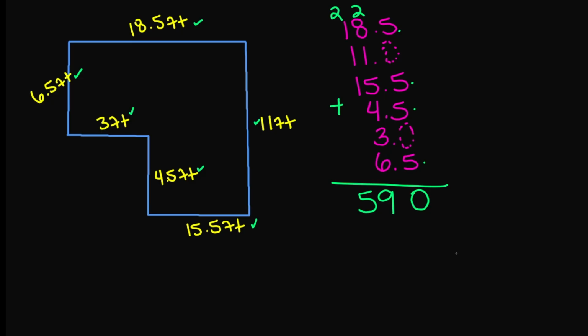Now don't forget, when you are adding decimals, your decimals do need to be lined up. So my decimal point is right here. So your final answer here, if you were to find the perimeter, is just going to be 59 feet.